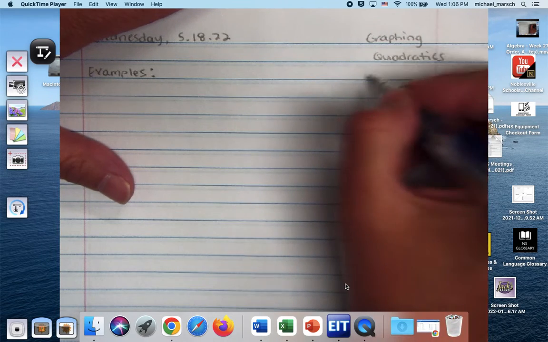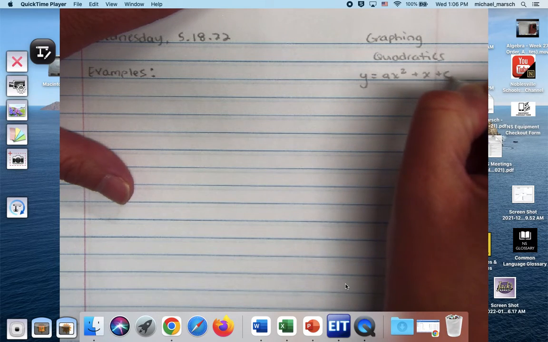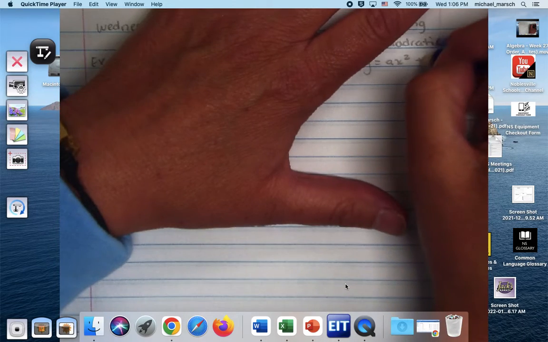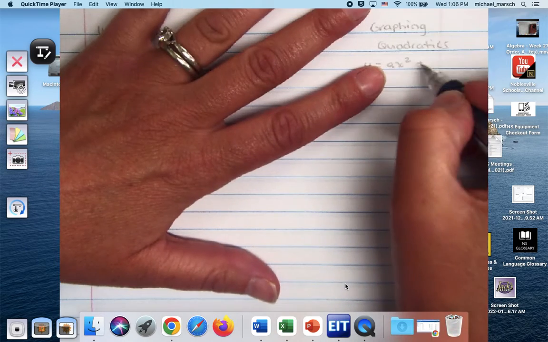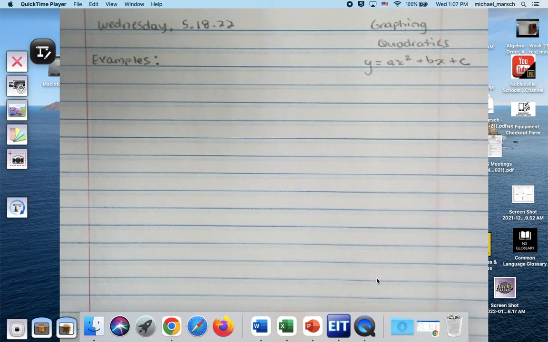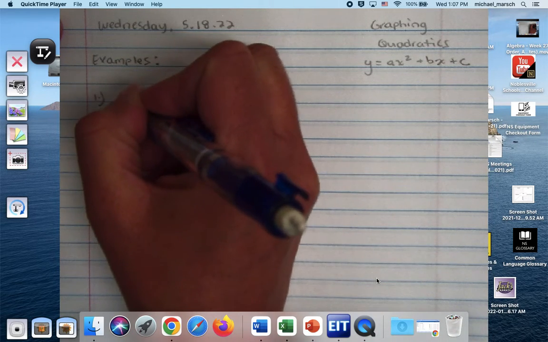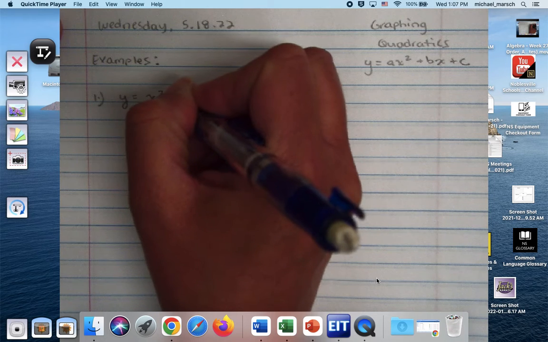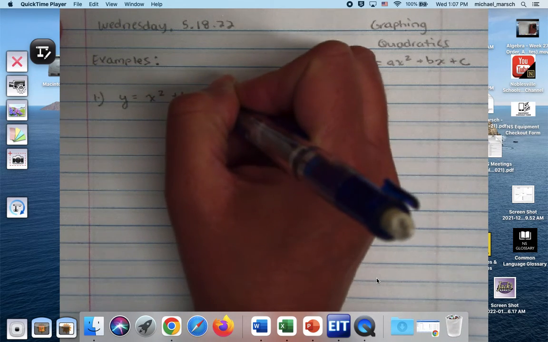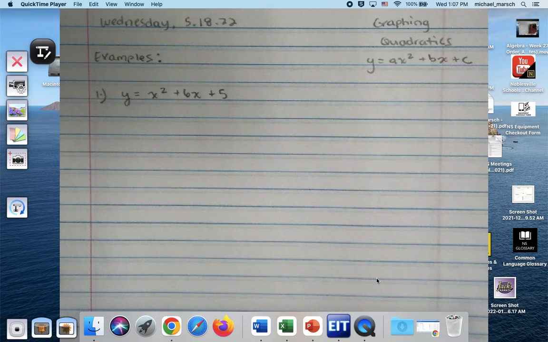We have y equals ax squared plus bx plus c. Okay, so we're going to start out with this quadratic, x squared plus 6x plus 5. So we've kind of already been doing this with the word problems, and we're just going to put it all together so you know exactly how to make the parabola, right?